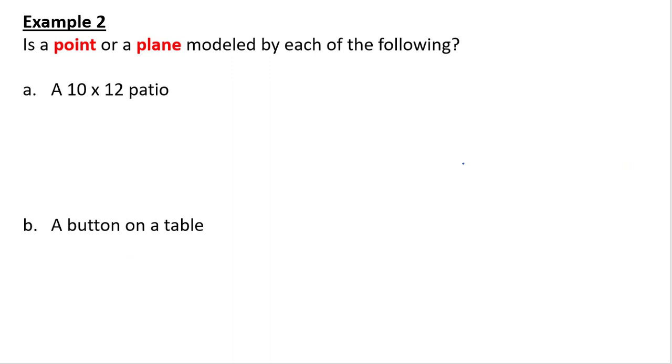Okay, is each of the following best described or modeled by a point or a plane? A 10 by 12 patio. Well, that's going to be a plane. It's a flat surface. I'm sitting here at my kitchen table recording this lesson, so I think about my kitchen table for that. A button on a table. Okay, well, that is a point.